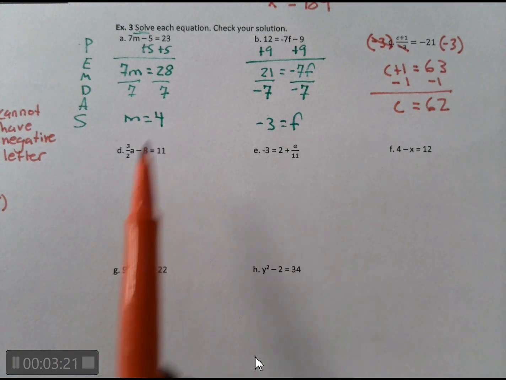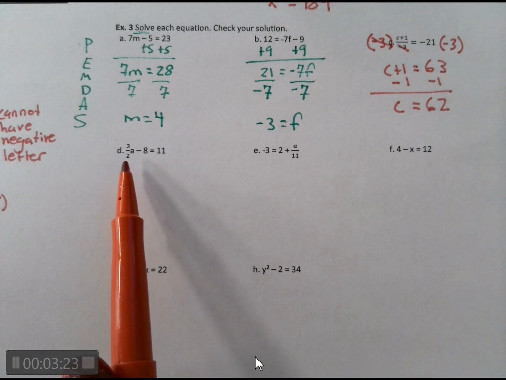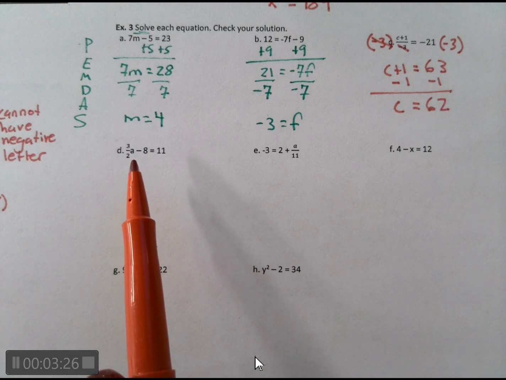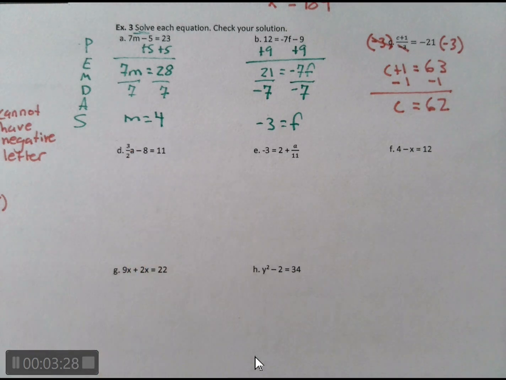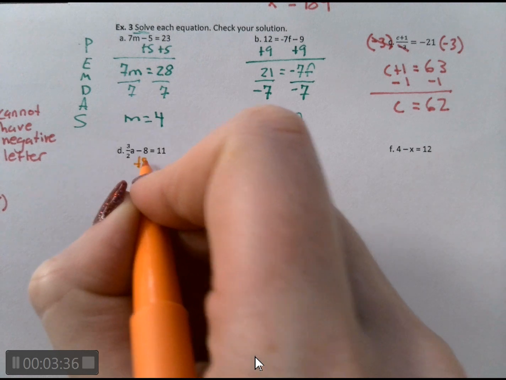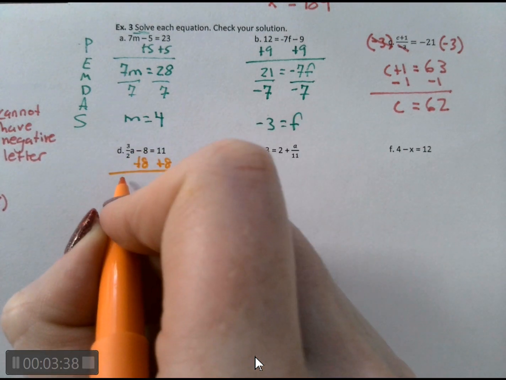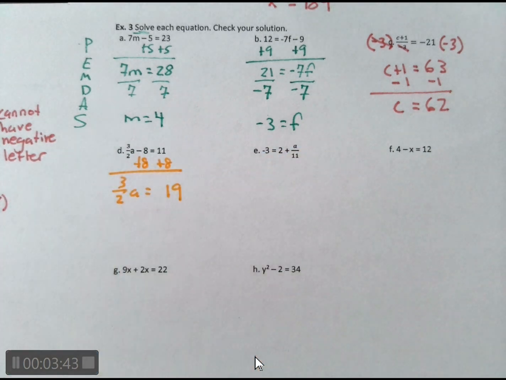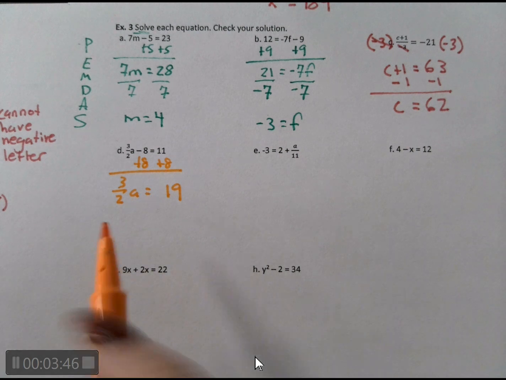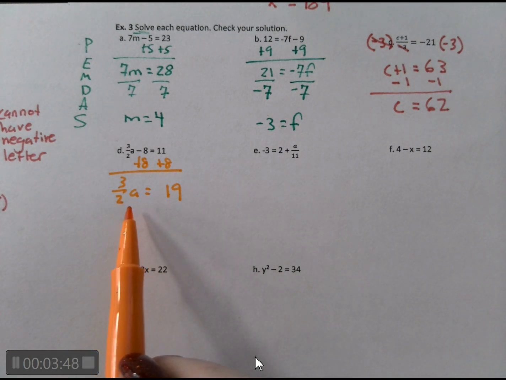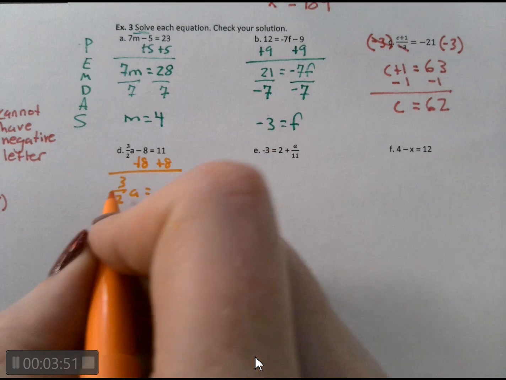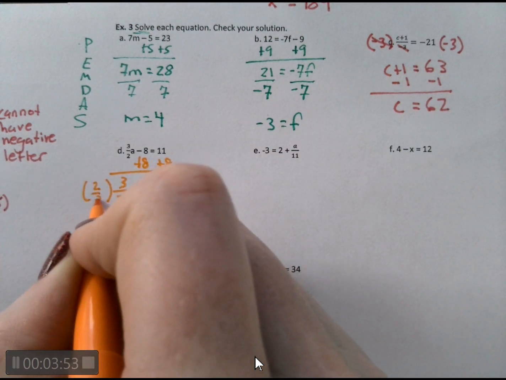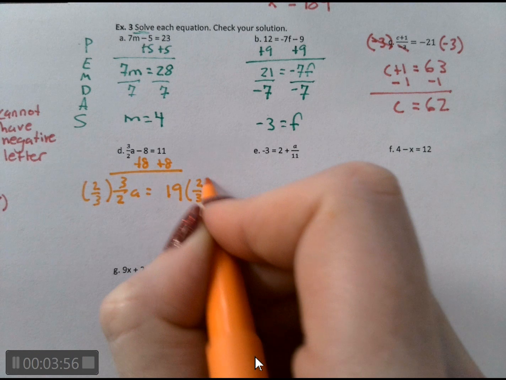Alright, so now look here. There's a fraction here, but everything is not over the fraction, so we can go ahead and add this 8. So we're going to add 8 to both sides to get 3 over 2a equals 19. And then, because we have our fraction times our letter, we have to multiply by the reciprocal. So that's going to be 2/3 and 2/3.